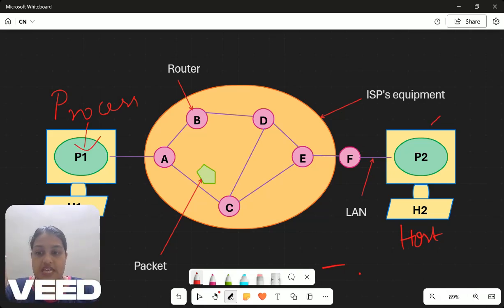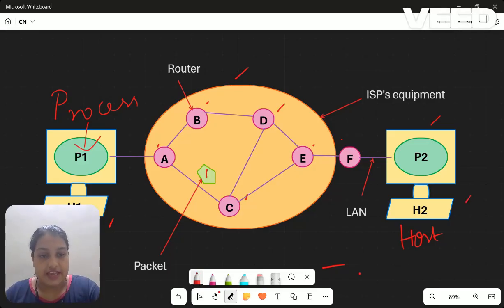Now this H1 is connected to this whole oval shape. This is an ISP's equipment, Internet Service Provider. Inside that we have routers, all these A, B, C, D, E, F. And here we can see a packet. This packet was sent from host 1 and it has to be received by host 2.